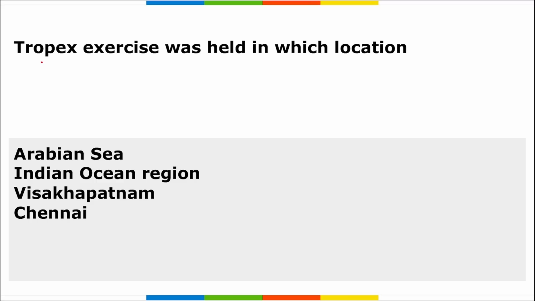First question. Tropex exercise was held in which location? So we are talking about Tropex 2023. Recently this exercise was held in which region? Tropex is your theater level operational readiness exercise. This exercise took place in the Indian Ocean region. So option 2 is correct here.